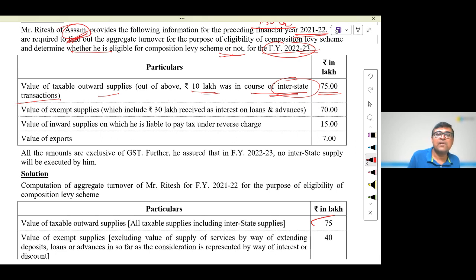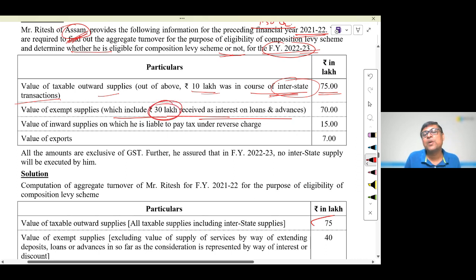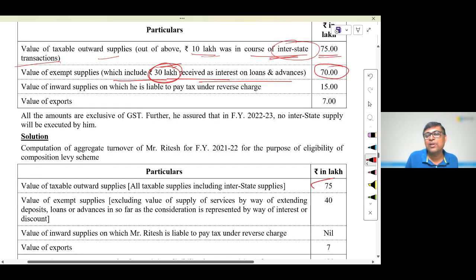Value of exempt supply, which includes rupees 30 lakh received as interest on loan and advance. This 30 lakh should not be considered while calculating the aggregate turnover of the preceding previous year. So 70 reduced by 30 lakh, that is 40 lakh, should be considered for the purpose of calculating aggregate turnover of the preceding previous year.